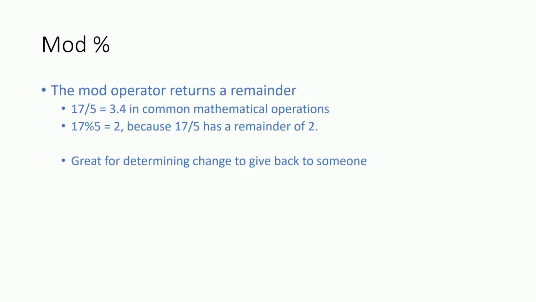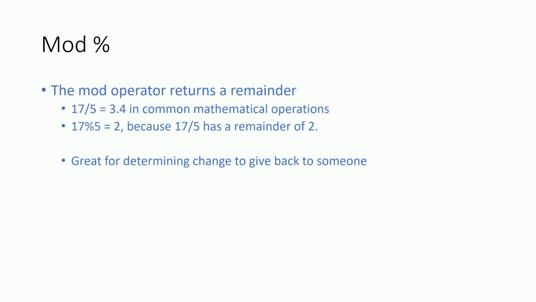And this is great for determining how to give change back to someone. In the case that you want to give change back to somebody when they've handed you a $20 bill, well, if you're dealing with quarters and pennies and nickels, it might be the case that you would come across something where you have a third of a quarter to give back to somebody.